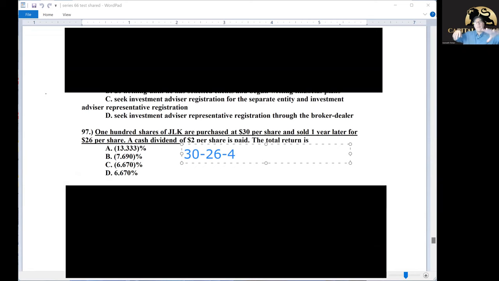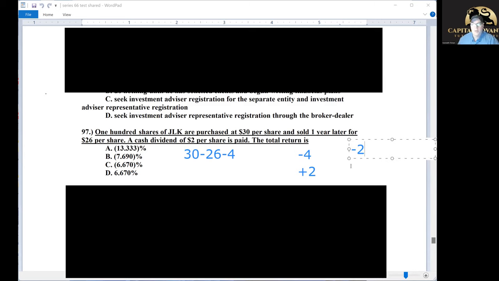A lot of people try to do 100 times 30 is $3,000. Don't do the numbers. If it's percentages, you don't need the dollars. Just do the percentages. So we lost $4, and then we got a $2 dividend. That's a plus 2. So in reality, net net, we ended up losing $2.